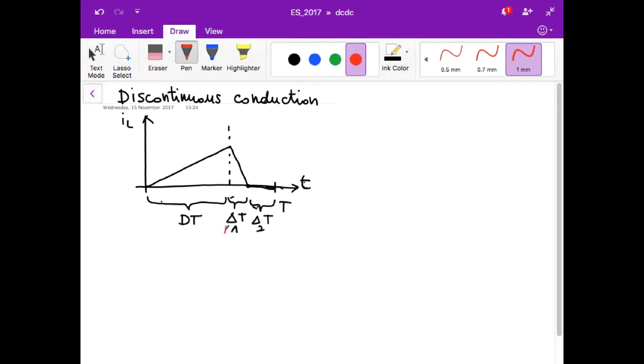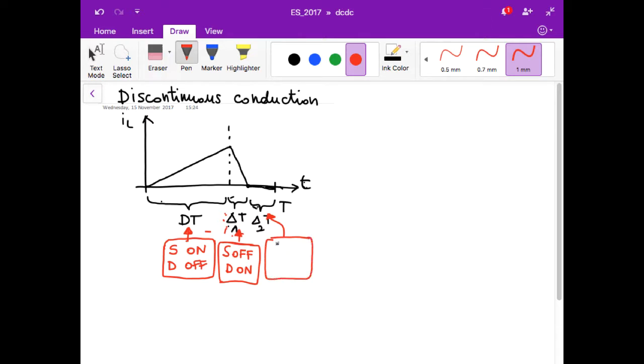Of course, I think it's useful to write explicitly what happens. In this case, the switch is on and the diode is off. During this condition, the switch is off, but the diode is on. During this situation, the switch is off and also the diode is off.